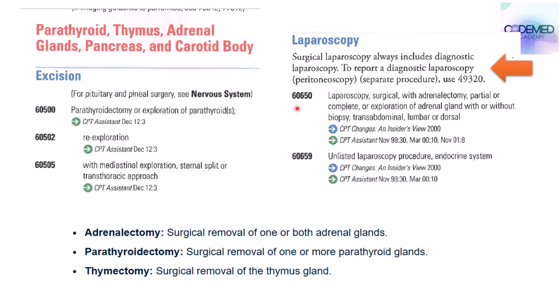Like here, if you see the code 60650, it talks about the laparoscopic surgical removal of the adrenal gland. And remember, this is a general coding guideline: if the surgical laparoscopy and the diagnostic laparoscopy are done in the same session on the same side, then we code only for the surgical. This particular guideline applies to all the laparoscopic procedures that are carried out in the human body. So pay attention to what has been removed, and depending upon that, we can pick up the code.